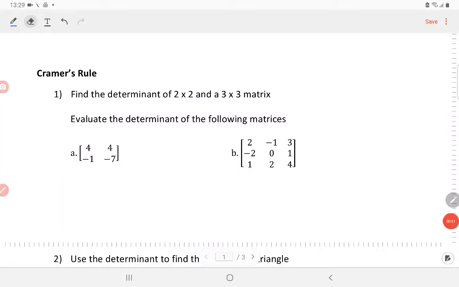Okay, in this lesson we're going to learn a new method for solving equations. It's called Cramer's rule and it involves matrices. So let's review how to get the determinant of a 2 by 2 matrix.